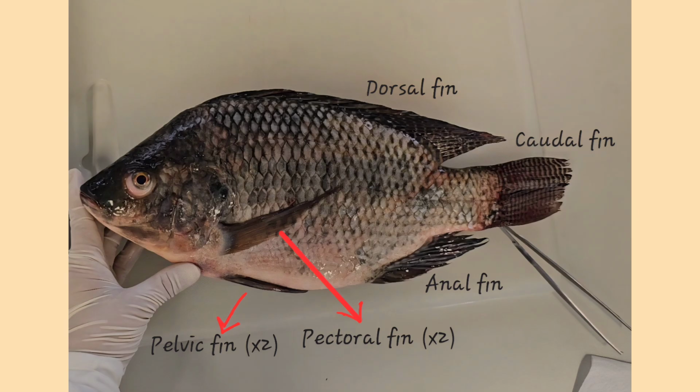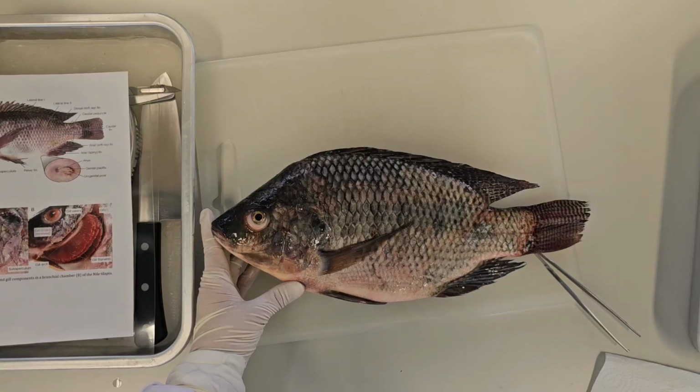Normally the fish anatomy is divided into the head, the trunk and the tail, and it will have fins in different locations. So the dorsal fin is at the dorsal part of the body, the caudal fin at the tail part, the anal fin near the anus, the pectoral fin at the lateral part of the body, there are two of them, and the pelvic fin at the ventral part of the body, they have two of them as well.